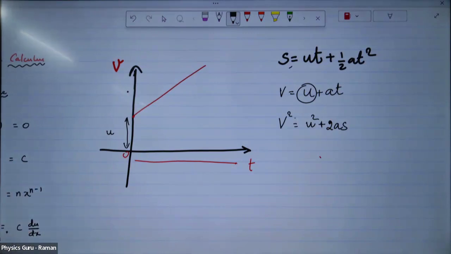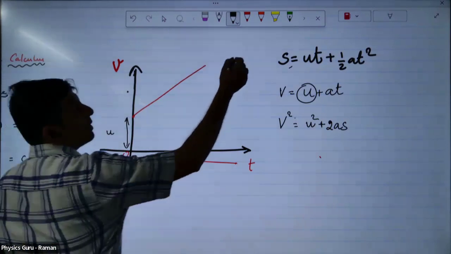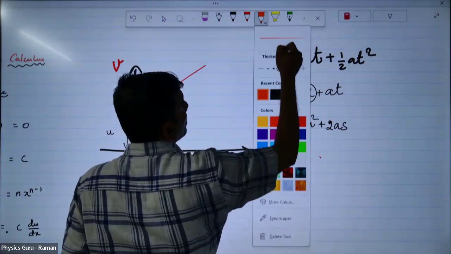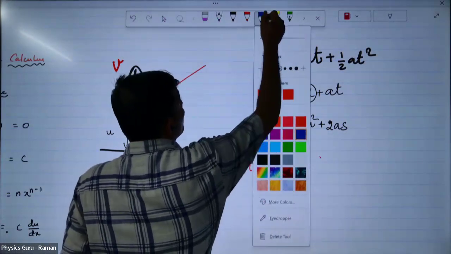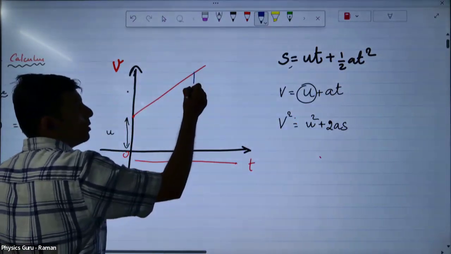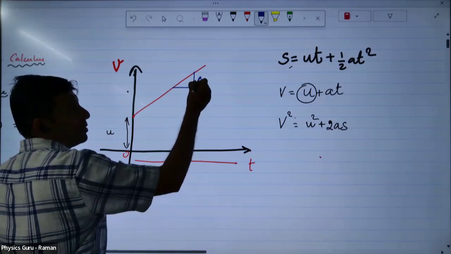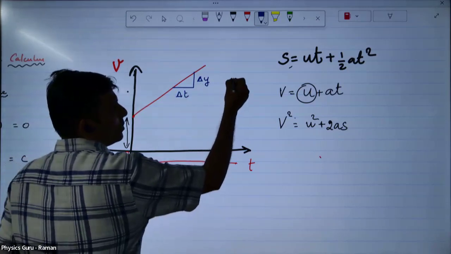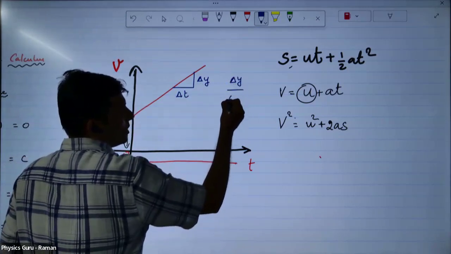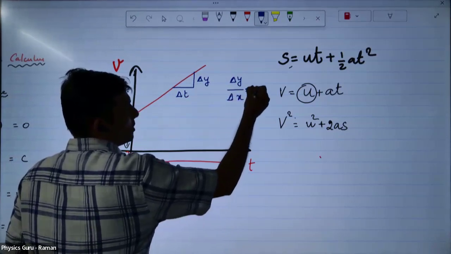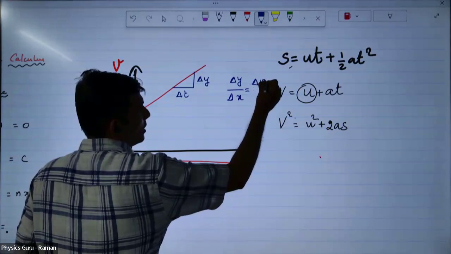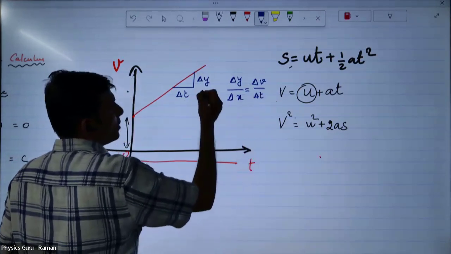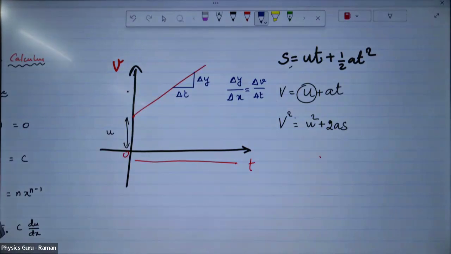So how do I recognize information from the graph given to me? Obviously from here I can easily calculate the slope, and the slope will give me change in y divided by change in x, which is equal to change in velocity divided by change in time. So this slope will give me acceleration. Am I right?